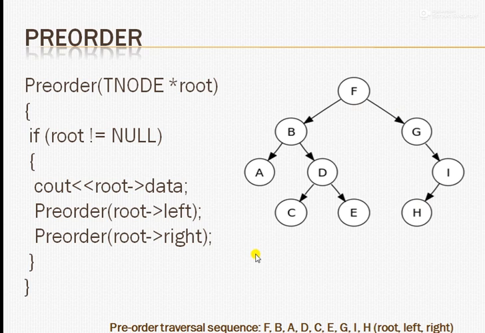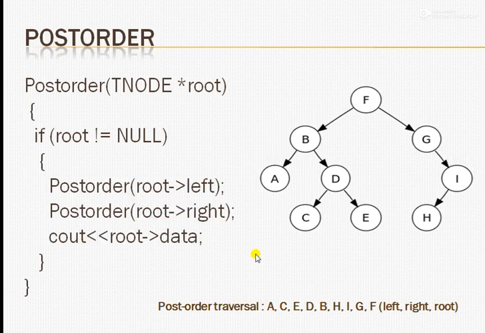Now in post order, root will be printed last. Okay, that means left, right, root. So I'll come to F. F has left, B has left, so I'll print A. Then A is printed, it will come to B. Now it will check for the right. Now this one again has left, so C will be printed, right. Then D has right, so E will be printed.